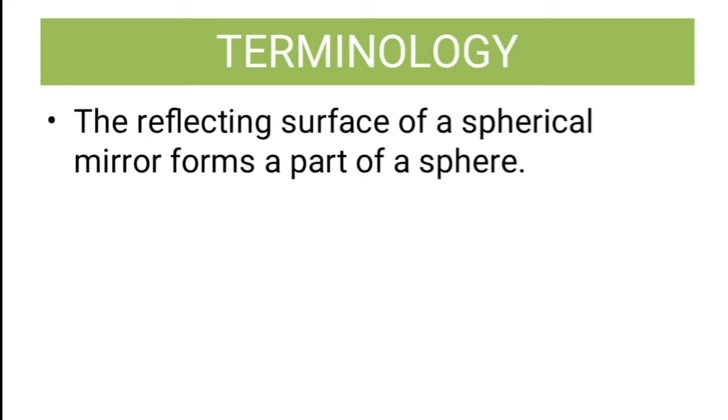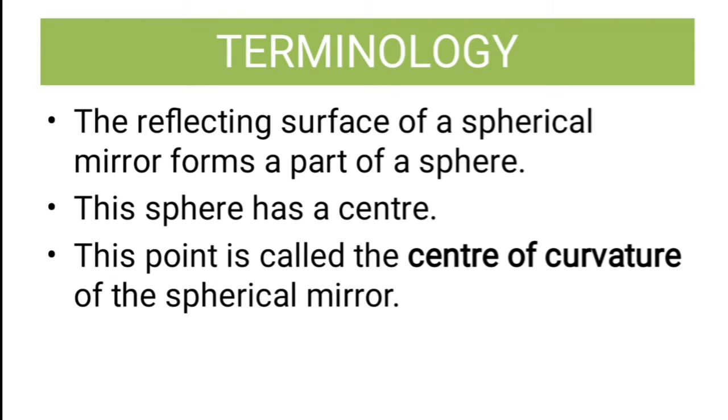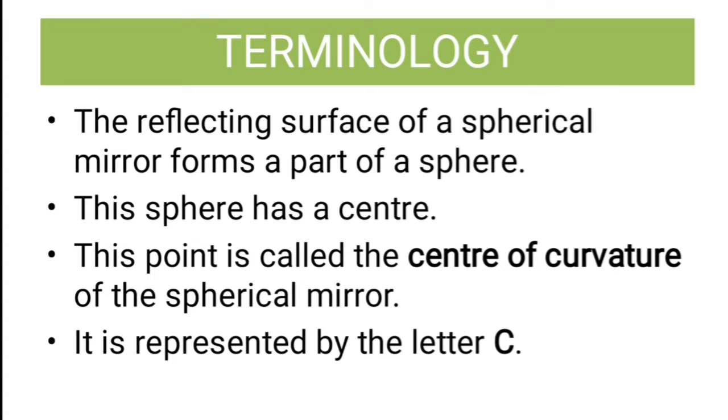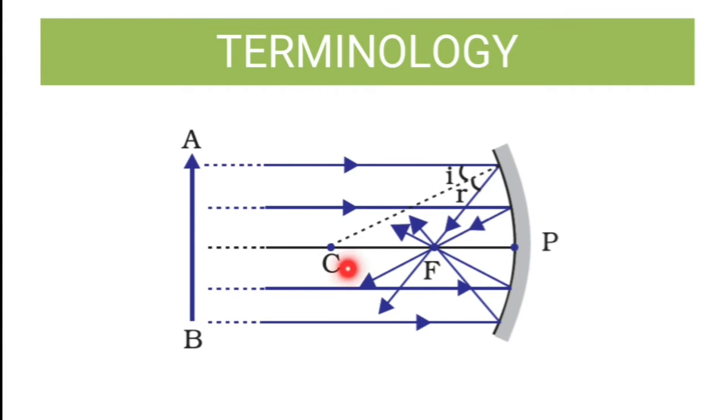The reflecting surface of a spherical mirror forms a part of a sphere. This sphere has a center, and this point is called the center of curvature. It is represented by the letter C. So in the picture, you will see the center of curvature over here. This is the center of the entire sphere.